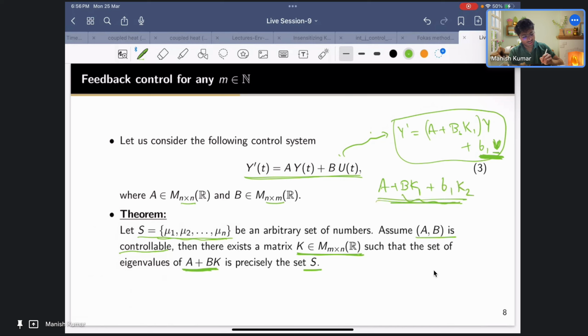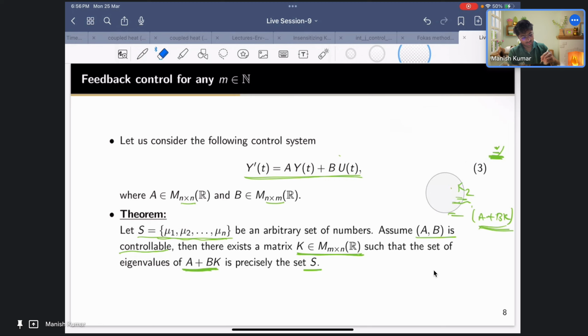Now using this k1 and k2 you can define this k, such that A plus B k has the eigenvalues given by this. We'll see this in the problem or example I'll discuss, and it will be much clearer. I will state the idea of why we are doing it just for m equal to 1 and then taking general m, because using the m equal to 1 case we can prove this one.